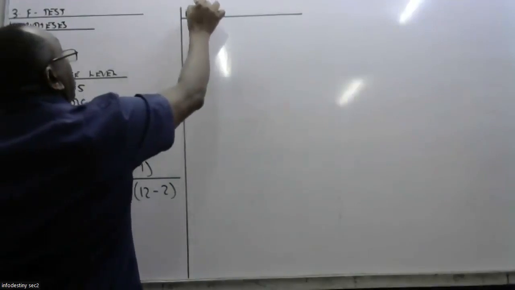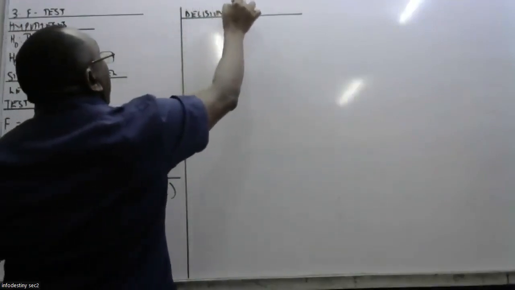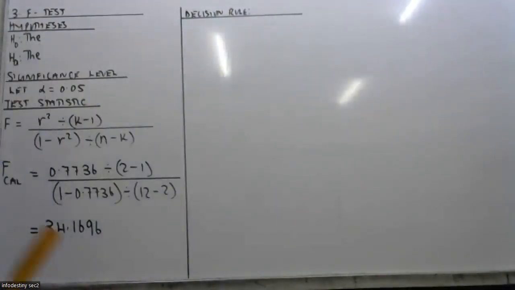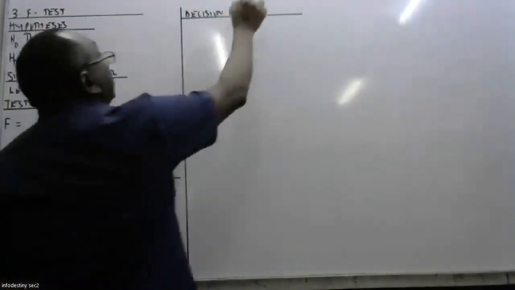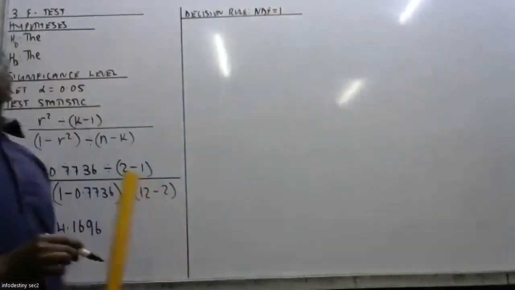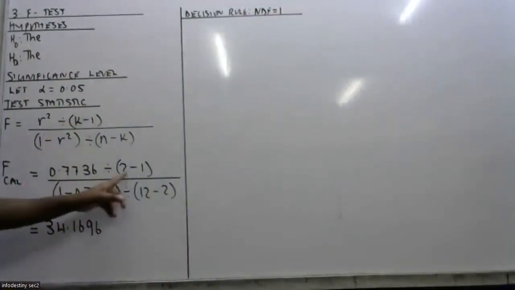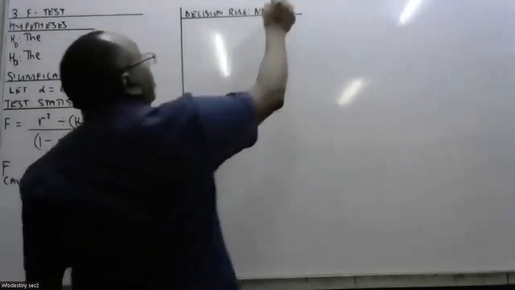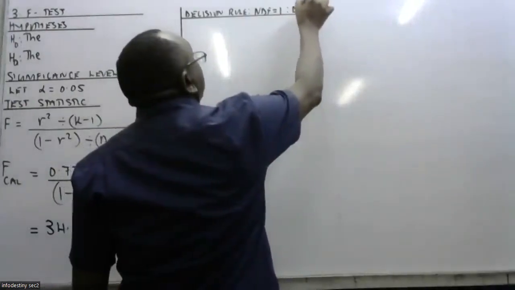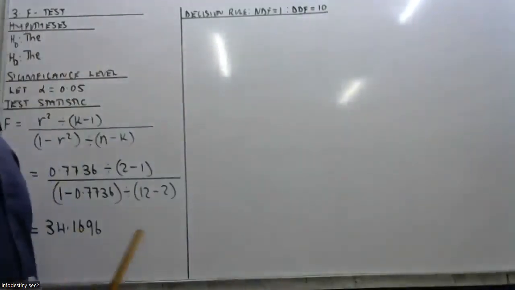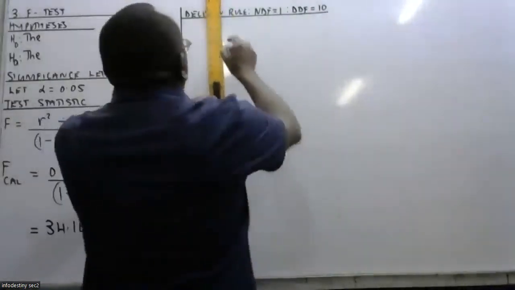Okay, the next is decision rule. And in this decision rule, when you are in F test, the numerator degrees of freedom is equal to 1. That one here, not 2 minus 1. That's 1. Then this is called denominator. 12 minus 2, that is 10. So the denominator degrees of freedom are 10.